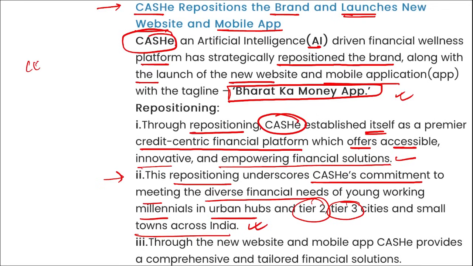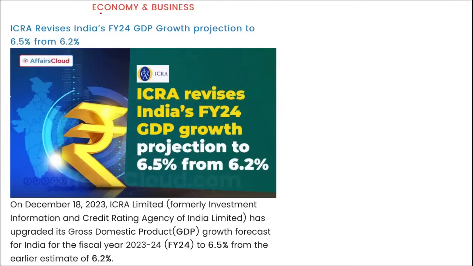Who is the Chief Executive Officer of Cashy? Yashuraj Tyagi. Where is the headquarter of Cashy? It is Mumbai, Maharashtra, and it was established in 2016. Next is bank, economy and business.